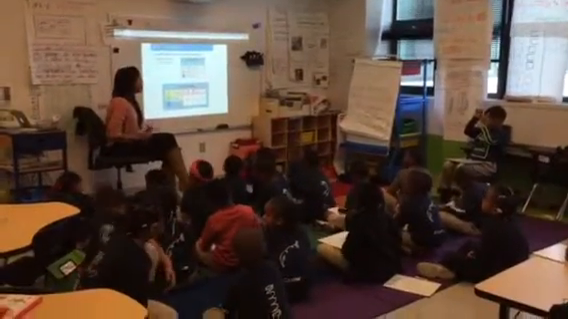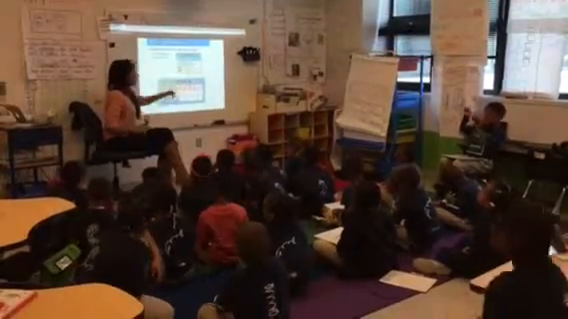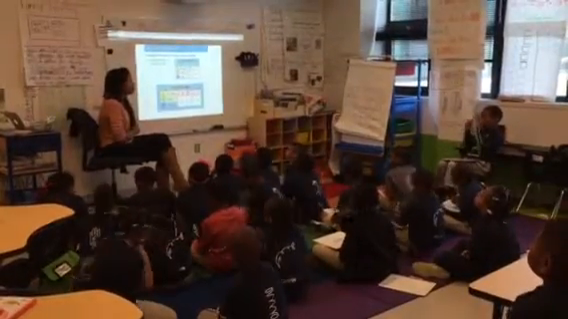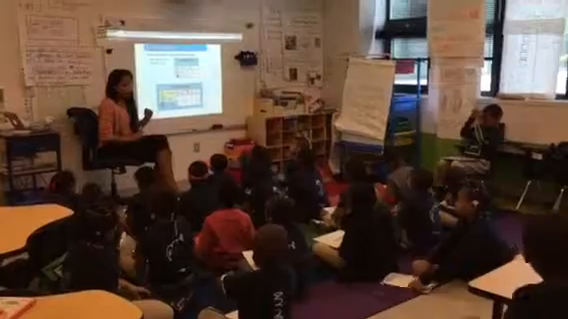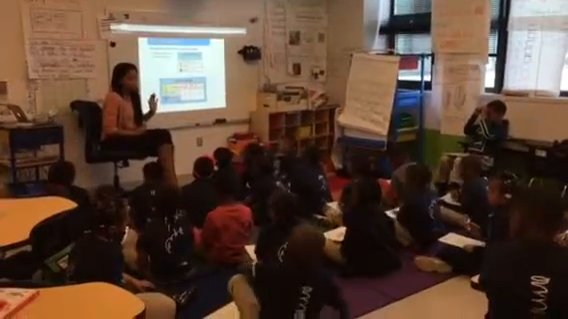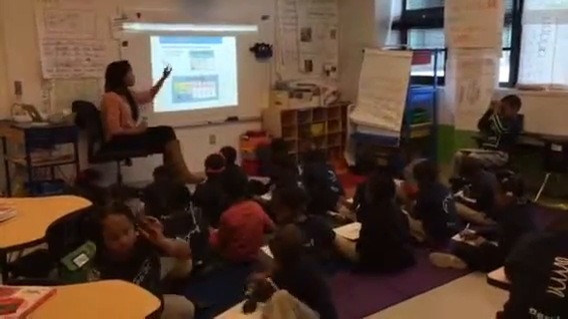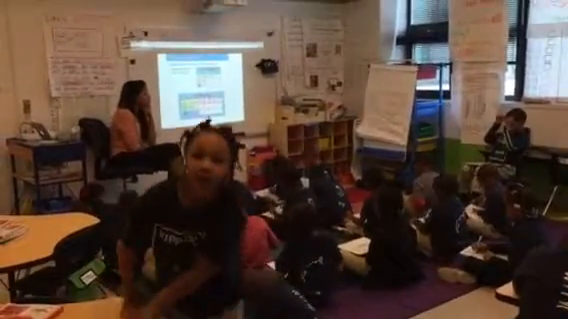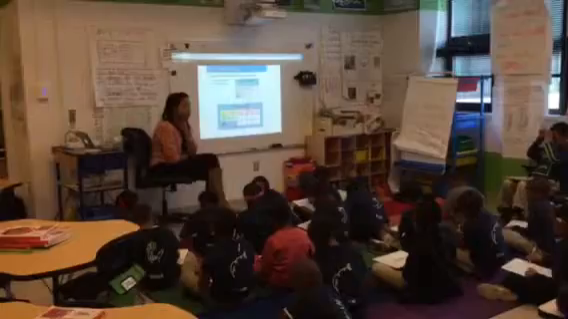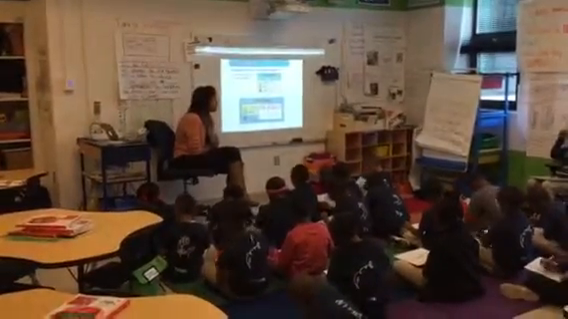Let's see. Look at the circles in our tally. How many people's favorite shape was a circle? So look at your tally. How many people's favorite shape was a circle? And then draw that number of circles for your picture graph.